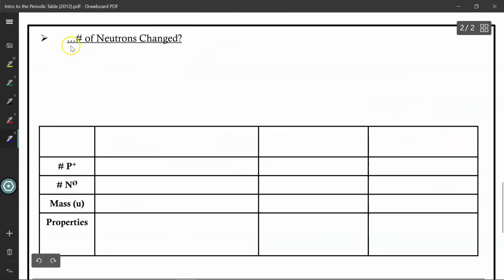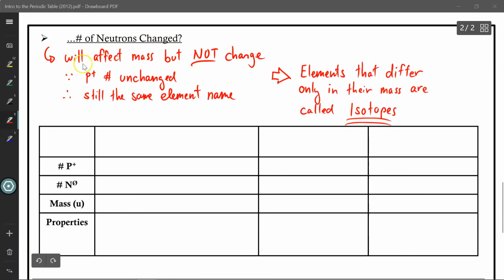Alright, so the last one we need to worry about is what happens when the number of neutrons change. Doing so will affect the mass, but not the charge. So remember, neutrons have a mass of approximately 1 atomic mass unit, but they are neutrally charged, so they'll affect the mass, but not the charge of the atom. Since the number of protons remains unchanged, it is still considered to be the same element name. However, elements that differ only in their mass are called isotopes.